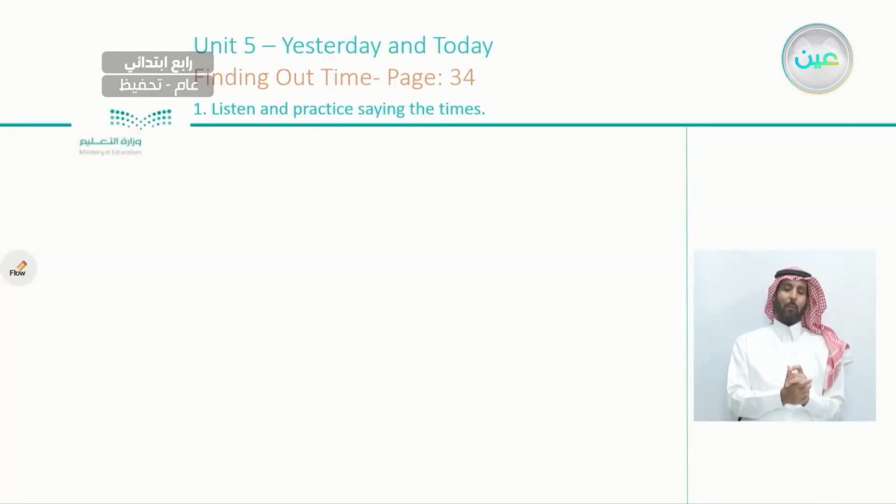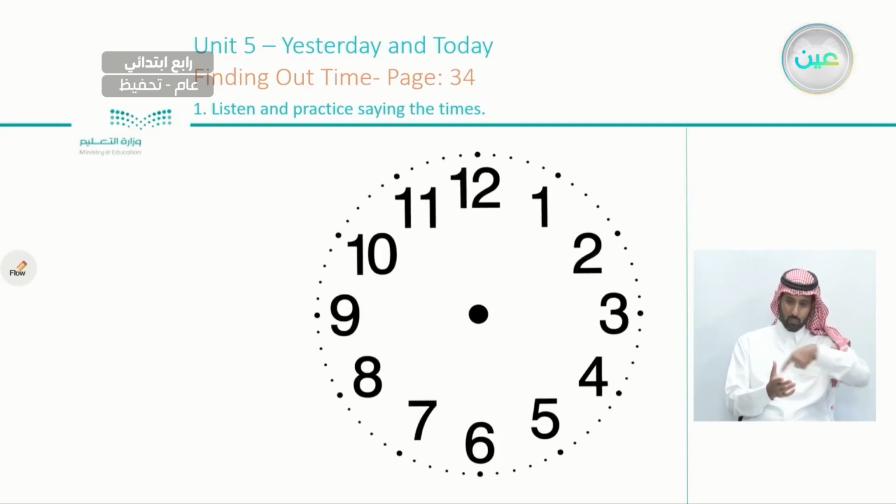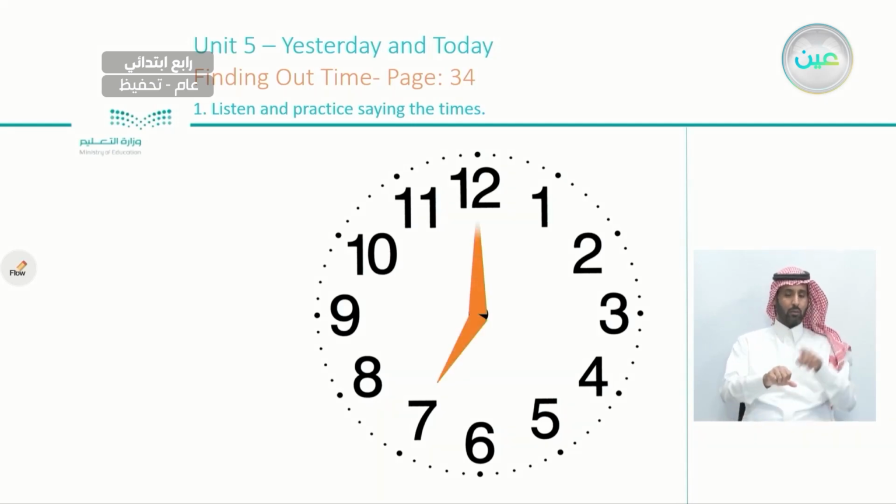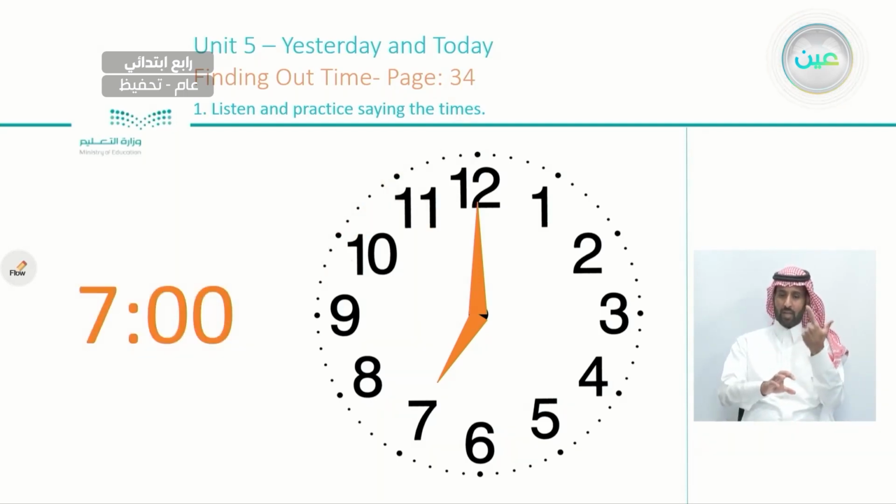Okay, now we have this clock here. And it's again starting from 1 up to 12. So this is the clock. Those are the hands. So we have the short one here and the long one here. Now can you read it? Can you tell me what time is it? Yes, it's 7 o'clock. Excellent. So we have 7 o'clock.